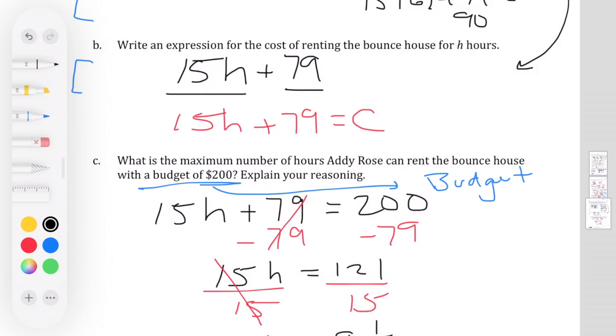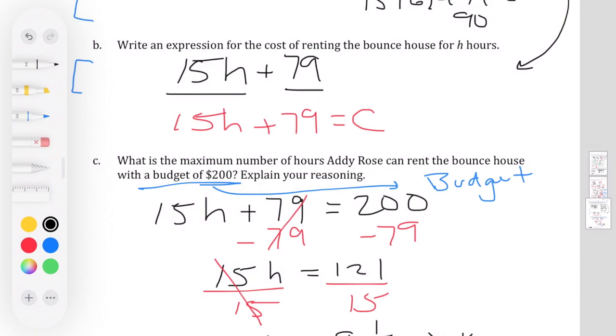Now, if we only have $200 and the bounce house rental company will only rent it to us by the hour and not in 15-minute increments or by the minute, we're only going to be able to spend enough money to get 8 hours because we don't have enough to bounce up to the full 9th hour. So that's not going to work for us. So 8 hours is how long Addie Rose could rent it for.